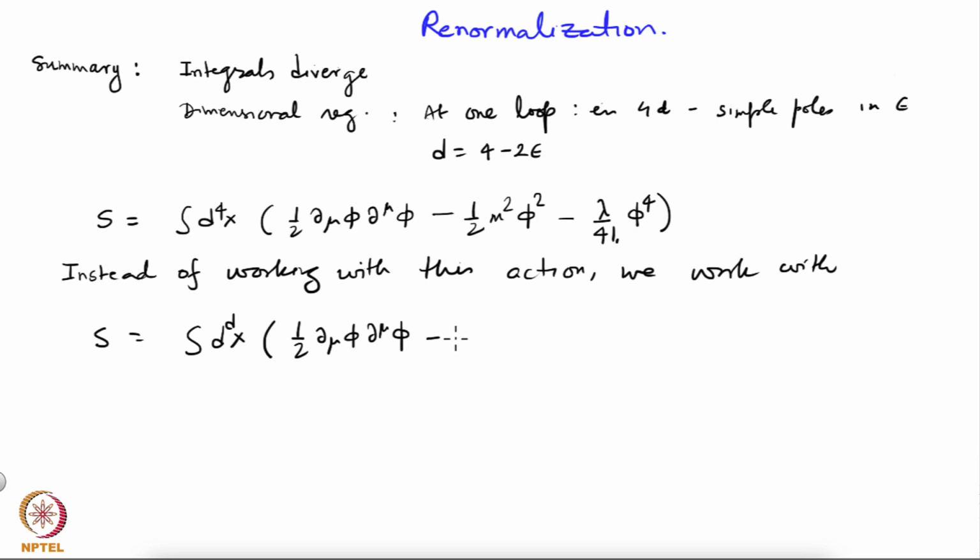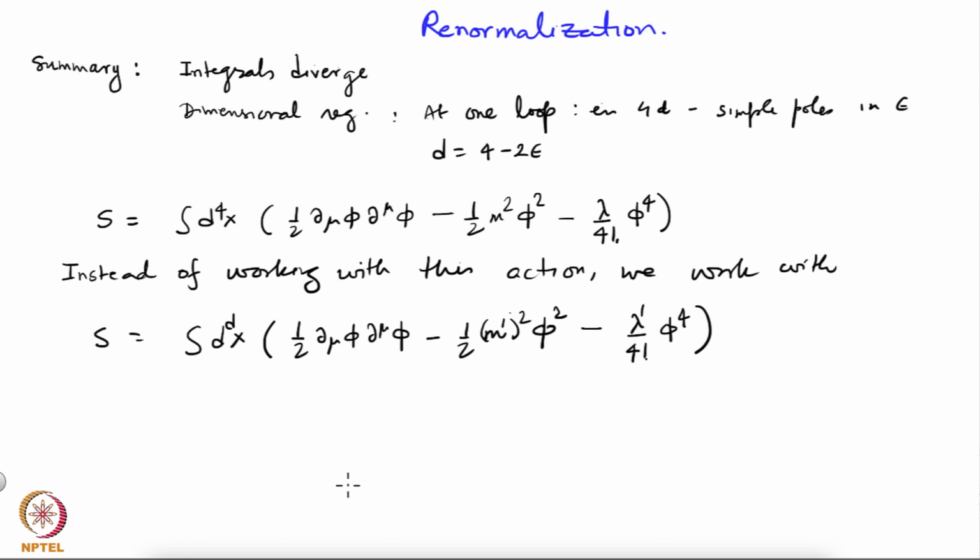So let me write it as minus half m prime squared phi squared minus lambda prime over 4 factorial phi to the 4. Okay, I have just renamed m to m prime and lambda to lambda prime. So I want to work with this integral, and now, instead of 4 dimensions, it is in d dimensions.